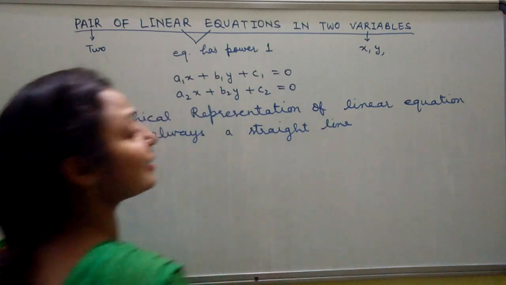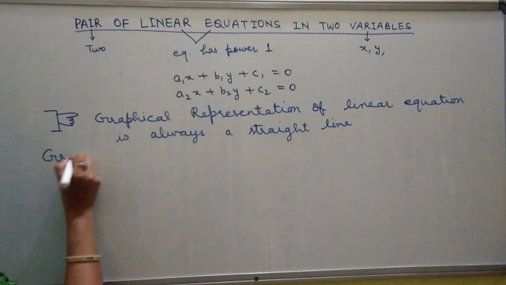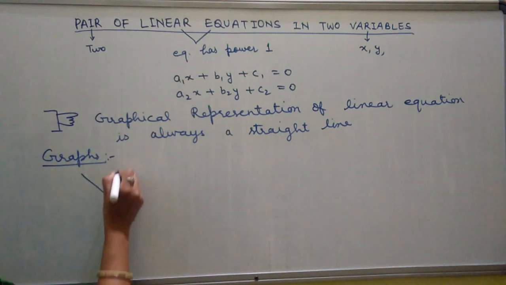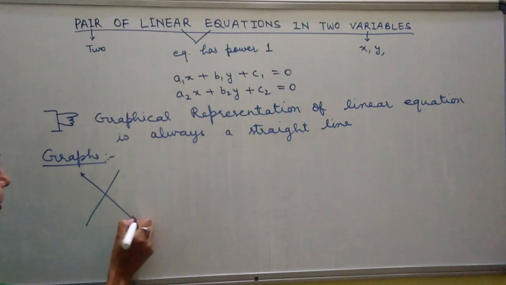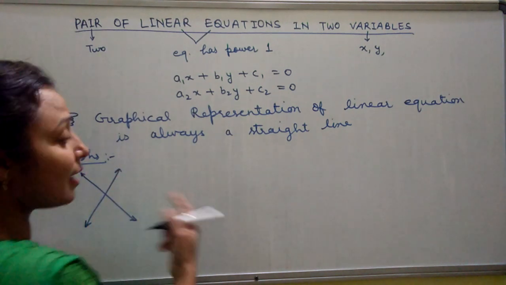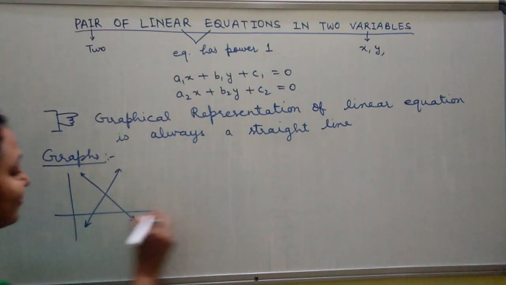Okay. So what is the nature of the graph? Graphs are of three types. There are three types of lines in the graph. The first is intersecting lines.